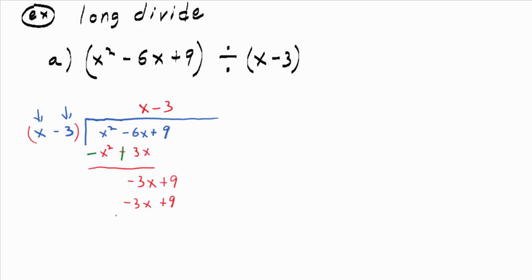So what's going to happen this time when we change the signs and add? We get 0. So what's the remainder? There's nothing left to bring down. You know you're done. The remainder is 0. So the quotient, Q for quotient, is x minus 3. And the remainder is 0.